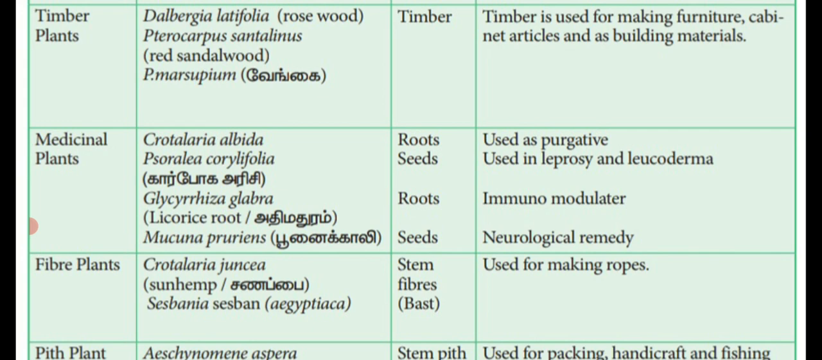Medicinal plants: Crotalaria albida, Psoralea corylifolia, Abrus precatorius, Glycyrrhiza glabra, that is liquorice root, athimathuram, and Mucuna pruriens, punaikali. Parts used are roots and seeds. The first one is used as a purgative, mixed with another medicine. The second one is used to treat leprosy and leukoderma.